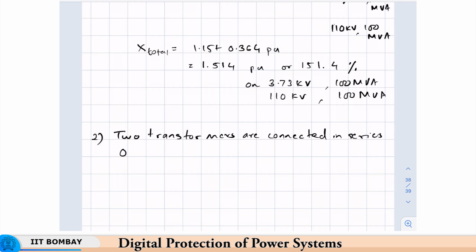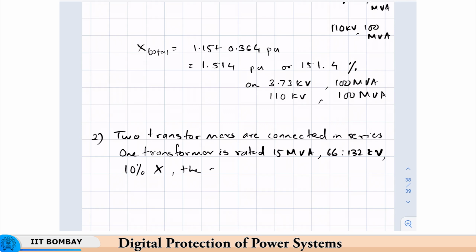One transformer is rated 15 MVA, and the voltage ratio is 66:132 kV and X is 10%, and the second transformer, the other transformer, is a 10 MVA, 13.8 by 69 kV, 8% X.